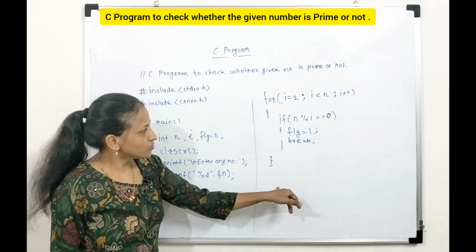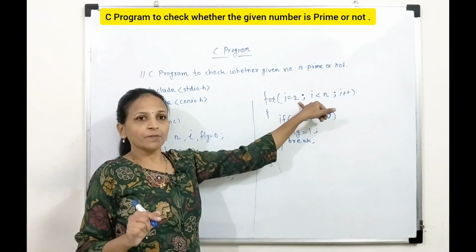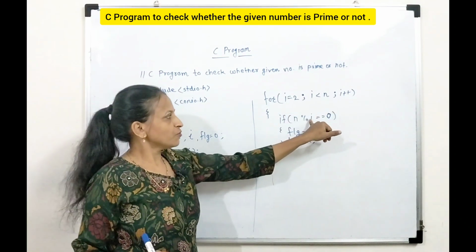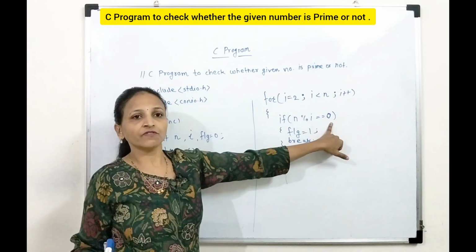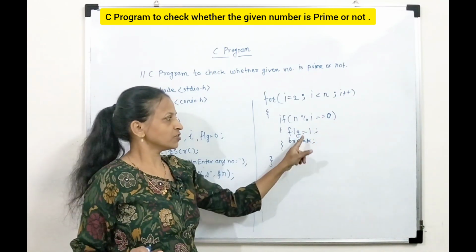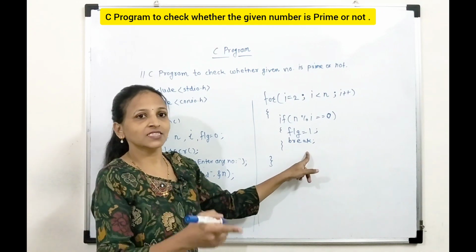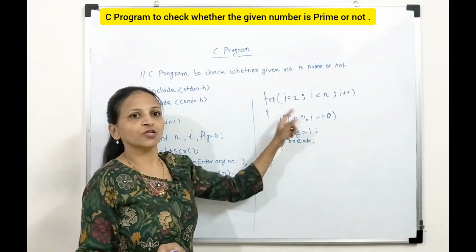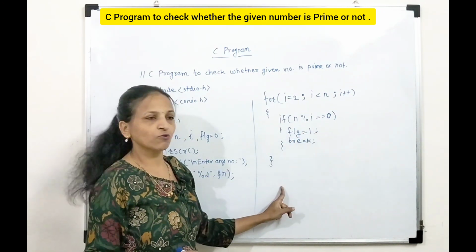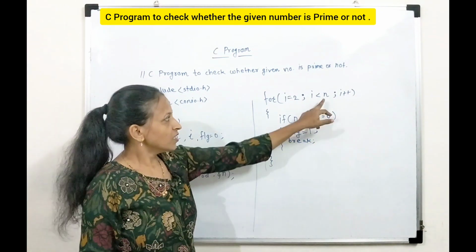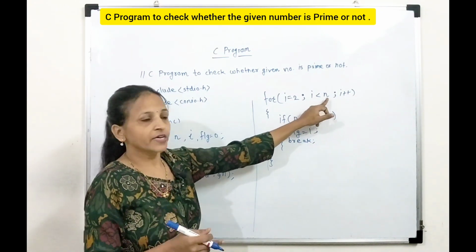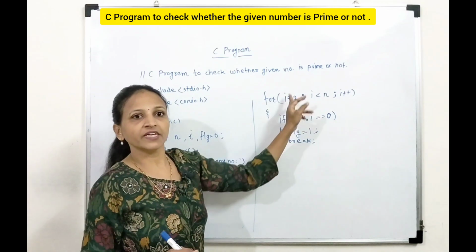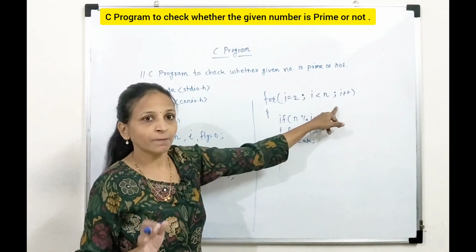That's it. Now see here, suppose the number is 5. 5 divided by 2 means 5 modulus 2 equal to 0. No, it will not execute this part. Then 5 modulus 3, again it will not execute. 5 modulus 4 will not execute and will come out of this loop automatically, because up to 4 it will execute the loop. This loop will be executed from 2 to 4 because the number is 5.